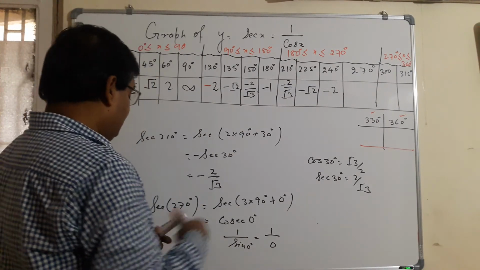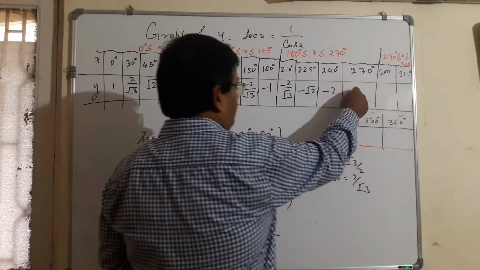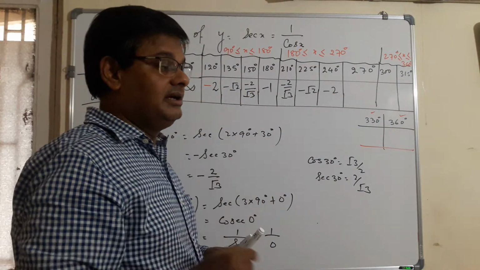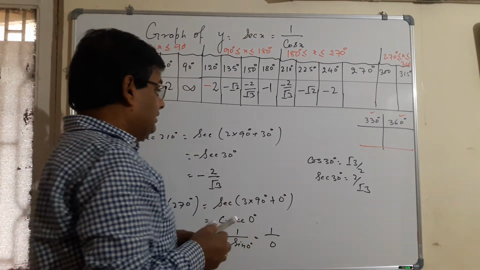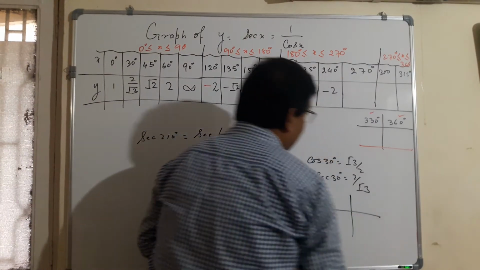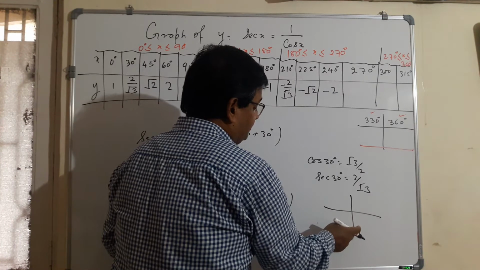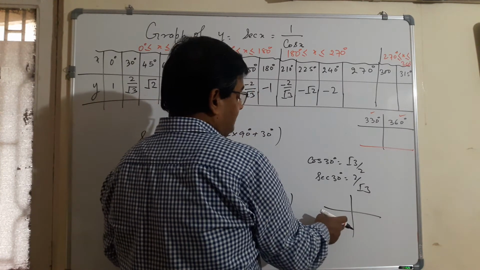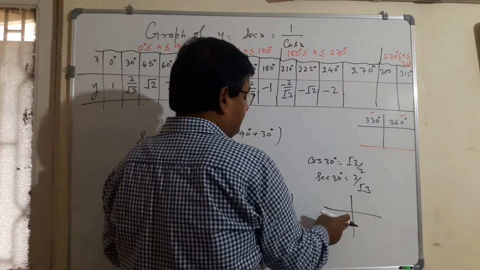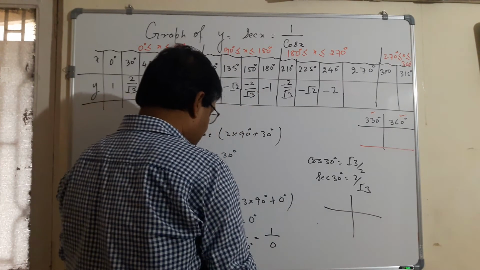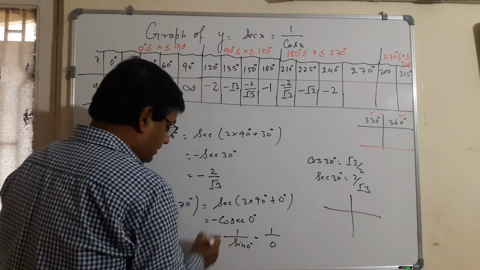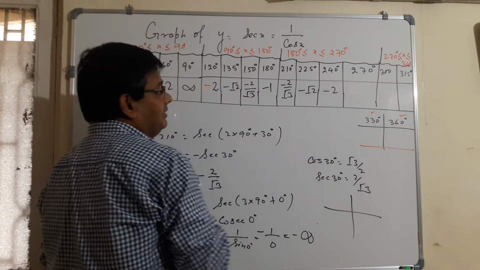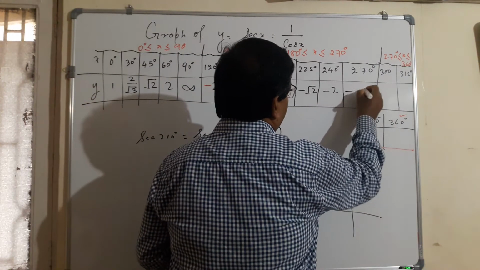But if you see here, 269.999 means you lie in the third quadrant. In the third quadrant sec is negative, so here a negative sign comes and it becomes minus infinity.